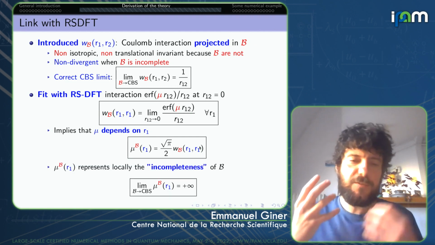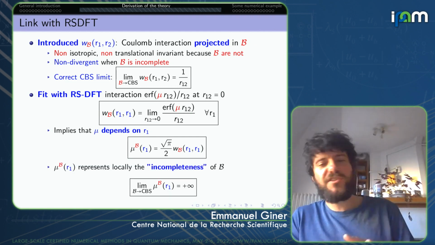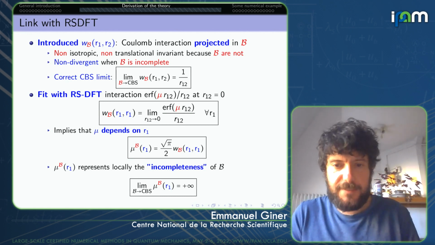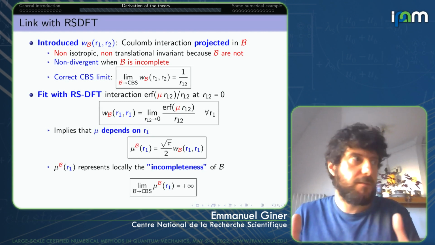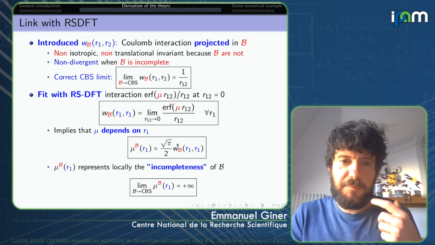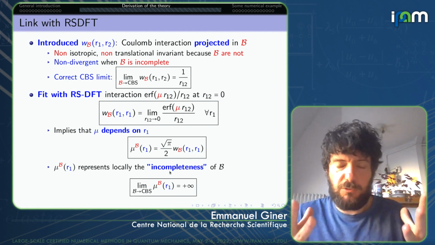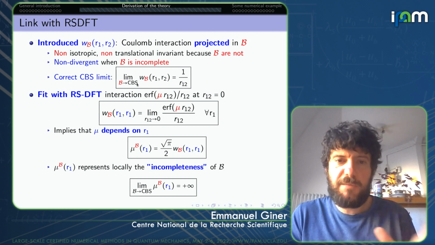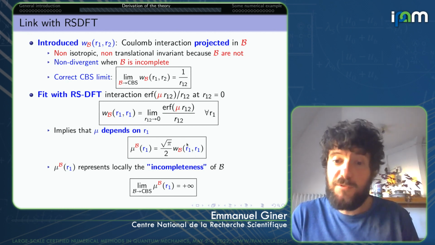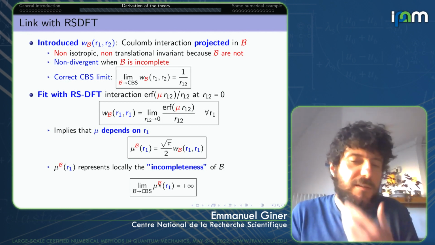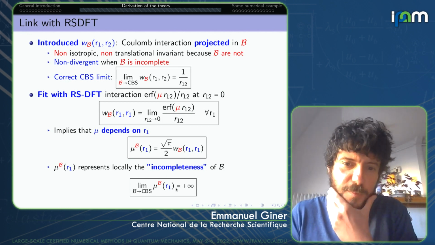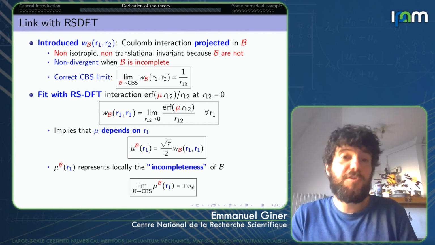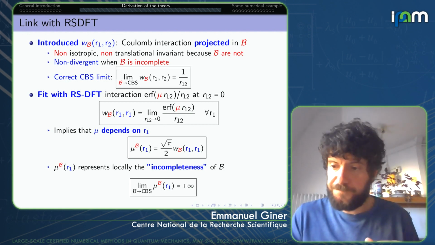So here we have a range separation parameter that essentially represents locally the incompleteness of the basis set that you are using, okay? And because we did things in a good way, because this interaction goes to 1 over R12 at the CBS limit, and mu is the value at the coalescence point, you can easily convince yourself that this range separation parameter goes to infinity when the basis set is complete, and therefore we know how it behaves.